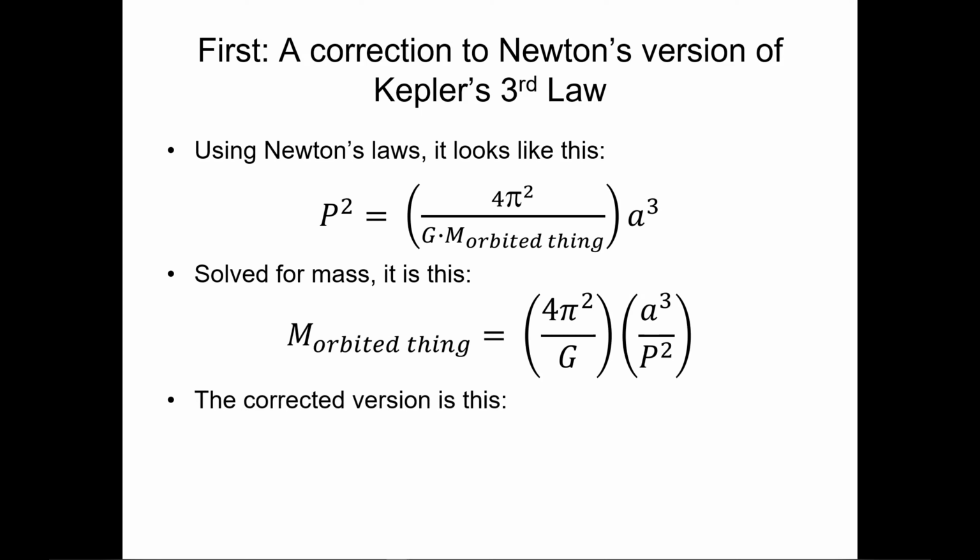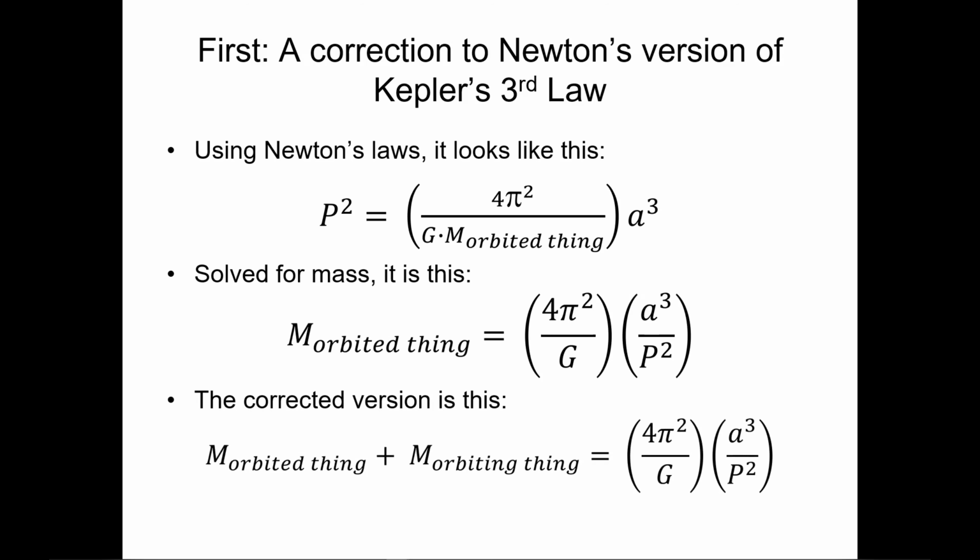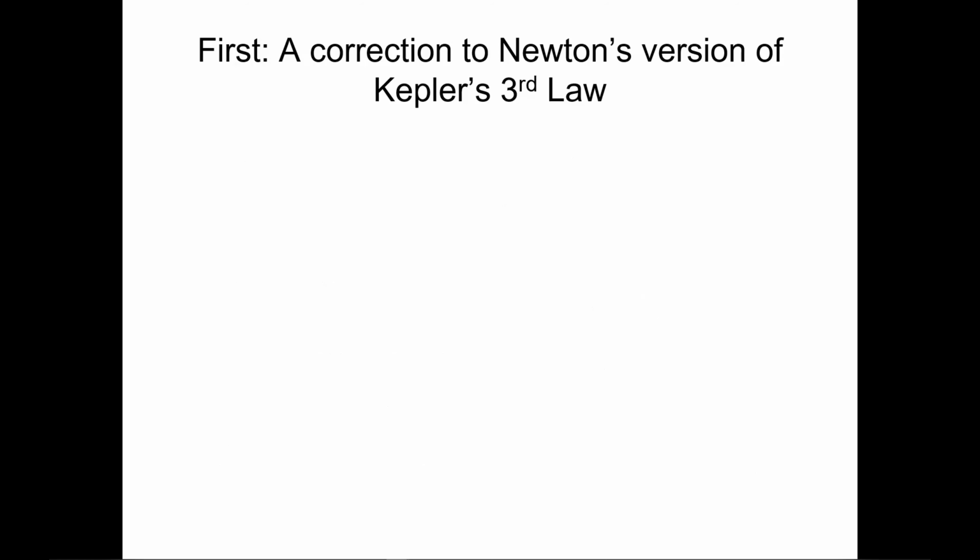Okay, but the corrected version looks like this. The left side would have the mass of the orbited thing plus the mass of the orbiting thing. Now, we've ignored the mass of the orbiting thing. We could do that when we were studying the moons of Jupiter because all of those moons have very small masses compared to the mass of Jupiter, like maybe millions of times smaller. And so compared to the mass of Jupiter, you could ignore the mass of the orbiting thing. However, you can't always do that.